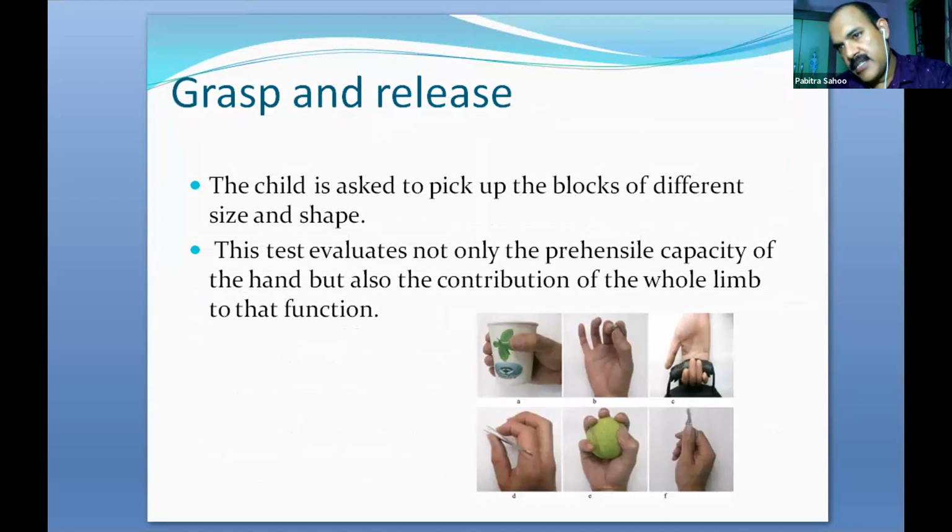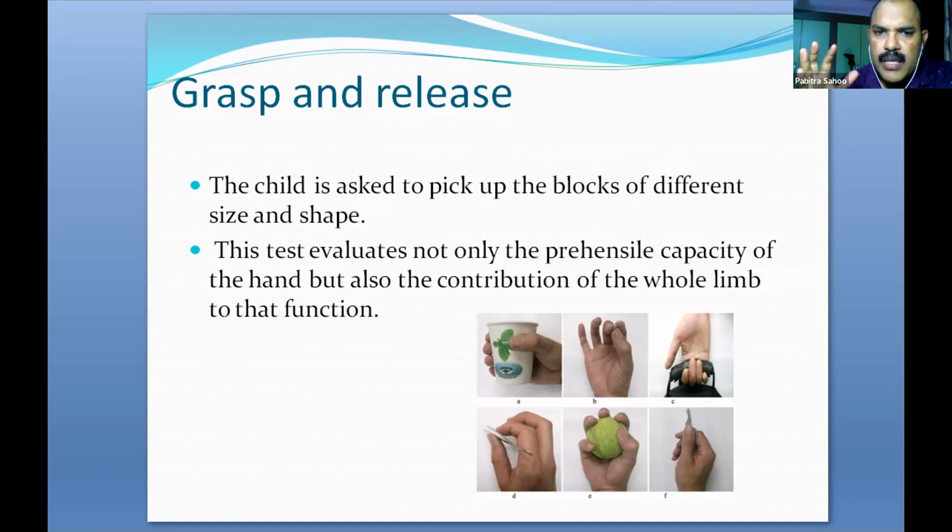Next, grasp and release. Ultimate function of the upper limb, the terminal part, grasp and release. Both are important. The child is asked to pick up blocks of different size and shape. You have to see cylindrical grasp, hook grasp, spherical grasp for different activities. So you have to see how the child is holding. You give different objects to the child, ask the child to hold, and see how he is holding the object, whether he is able to open his hand or not. So hand opening, finger opening is important before grasping.